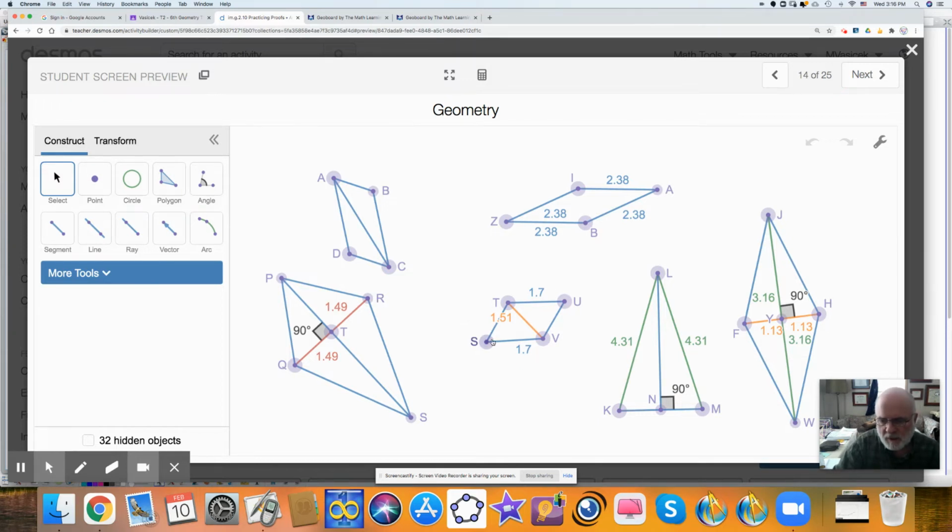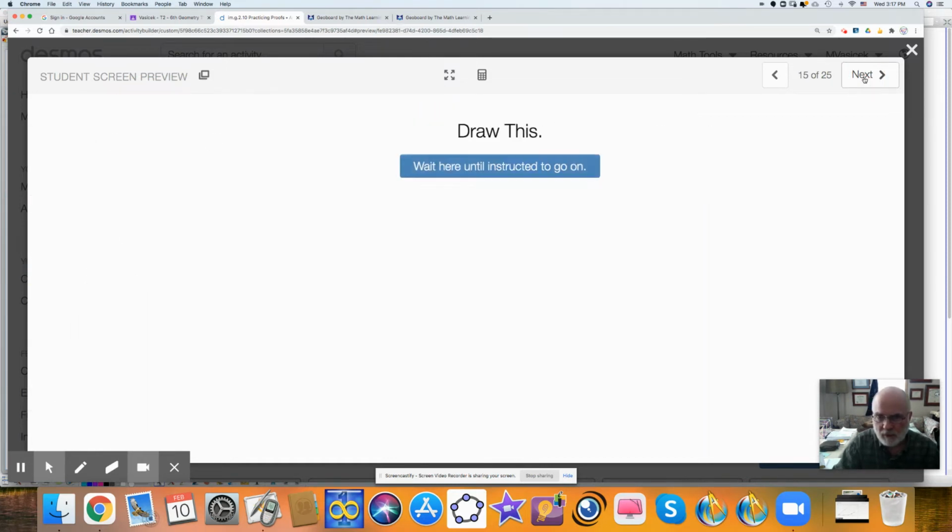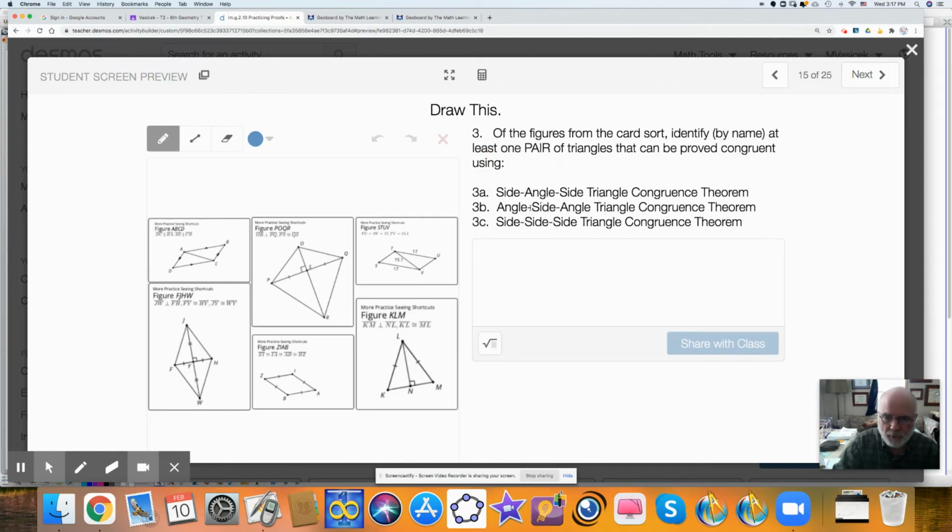See, this is not rigid because I've got two sides that are opposite, that are congruent, I've got the diagonal, but I don't know anything about the angles. So this could be a trapezium. This could be something that is not a parallelogram. These others, if I were to draw a segment from A to Z, I could make two triangles, and I can justify that the triangles are congruent, which is what we're going to be doing here. So, of the pairs of figures in the card sort, by name, list at least two triangles that can be proved congruent using side-angle-side, side-side-side, and angle-side-angle.